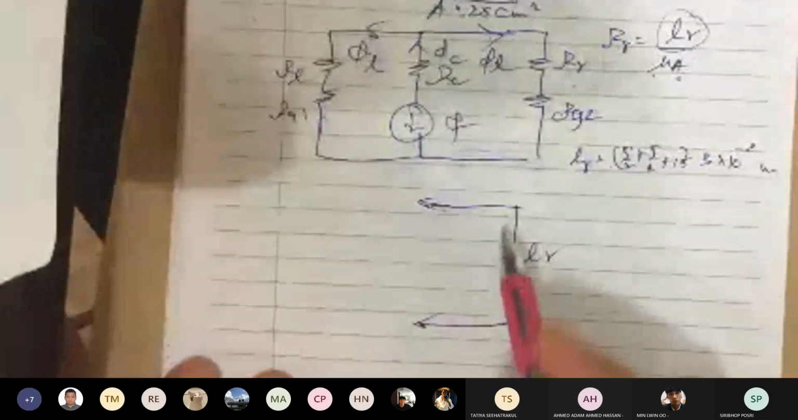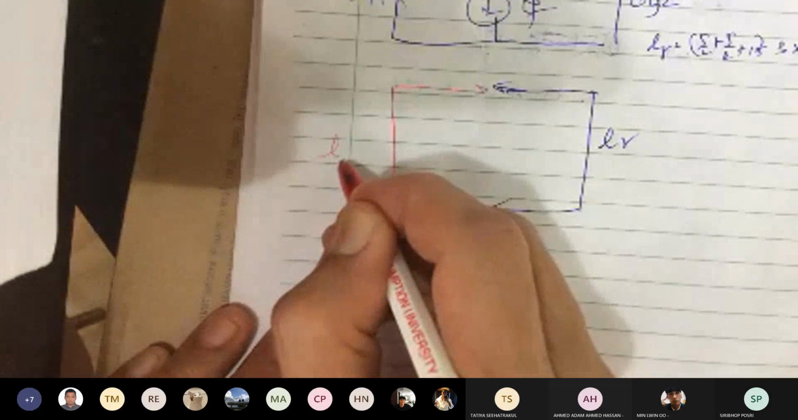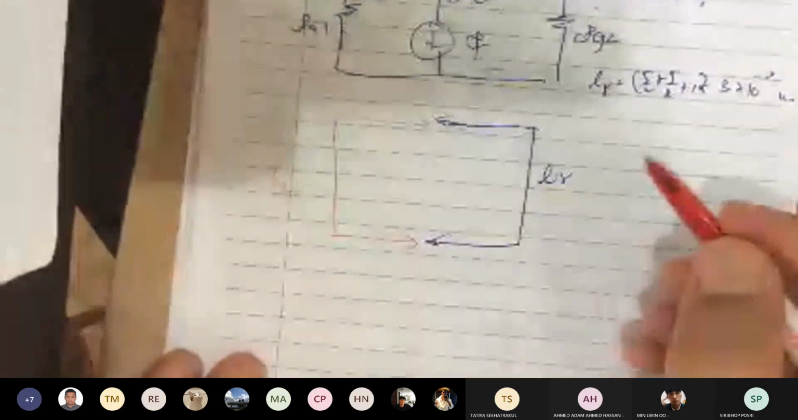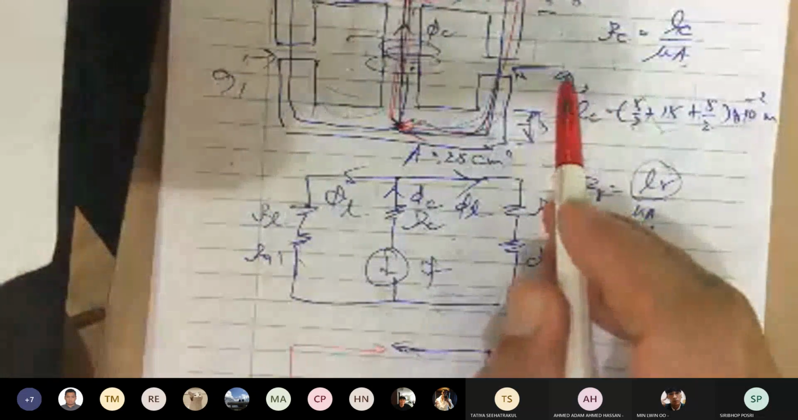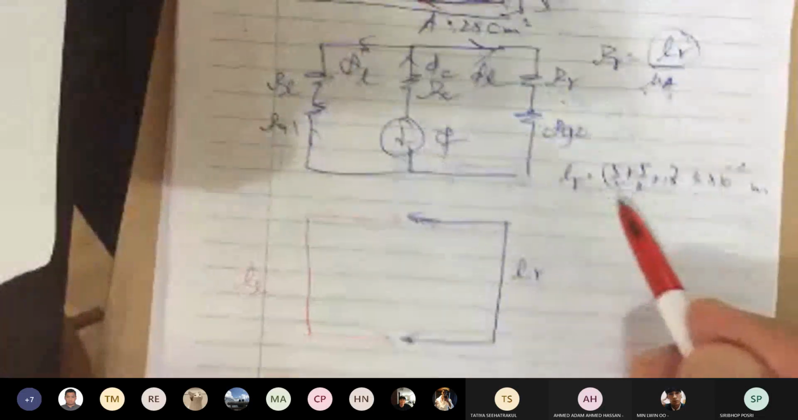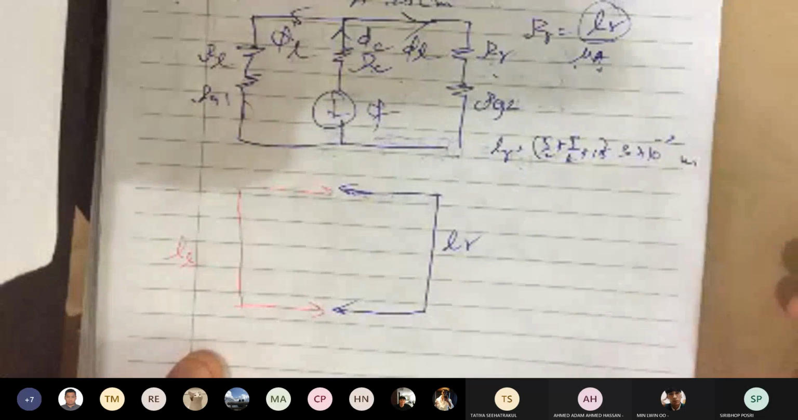Again, because your core in this problem is symmetrical, R left would also be the same, which is L left. Same thing. Actually, they are not exactly the same. Why? Because G1 and G2 have to be subtracted. But G1 and G2 can be neglected because they are very small compared to the length. So this is actually an approximated value, but a good approximation. Then you just calculate.